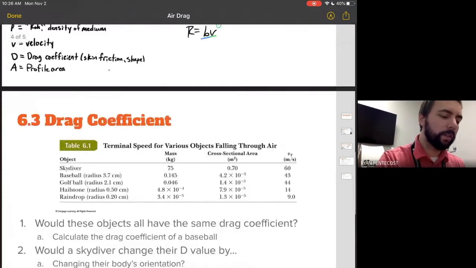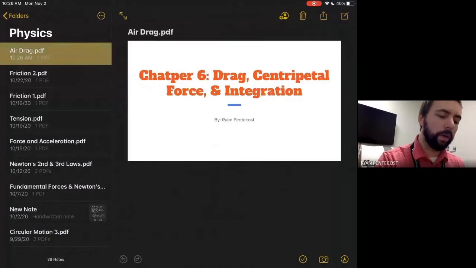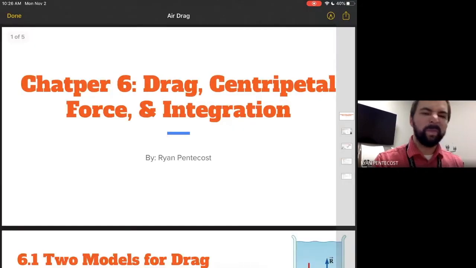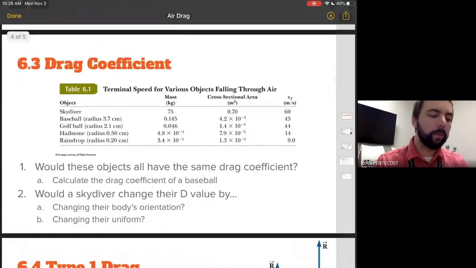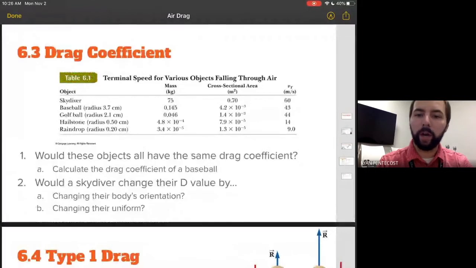So next, let's talk about 6.3, the drag coefficient. Okay. So we have this table, 6.1, the terminal speed for various objects falling through air, right? These are sorted by mass. A skydiver has a mass of 75, cross-sectional area of 0.7 square meters, and a terminal velocity of 60 meters per second squared, which is really fast. Then we have baseball, golf ball, hailstone, and raindrop information, all sorted by mass. Then they have various cross-sectional areas and then terminal velocities.